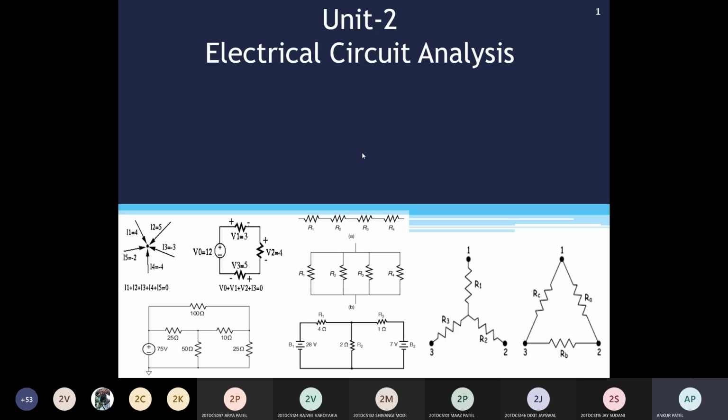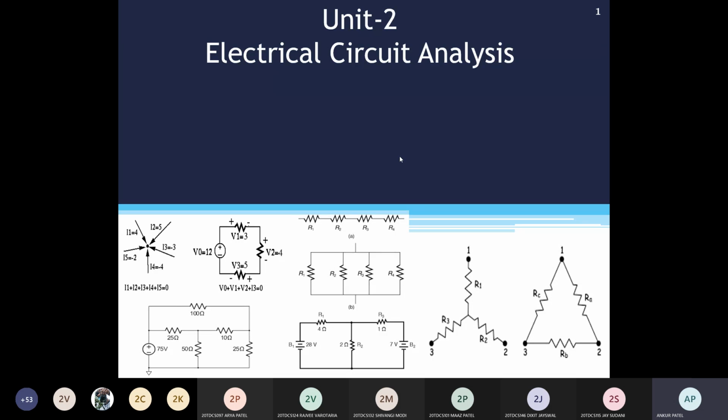Okay. What is the equivalent resistance equation for series connection? R equivalent is equal to R1 plus R2 plus R3. For parallel connections, 1 upon R equivalent is equal to 1 upon R1 plus 1 upon R2 plus 1 upon R3. In series connections, the equivalent resistance is greater than the greatest resistance connected in series. In parallel connections, the equivalent resistance is less than the least value connected in parallel. Okay.